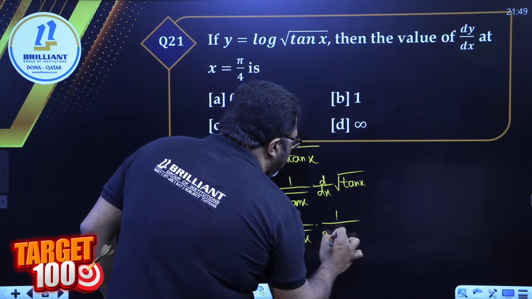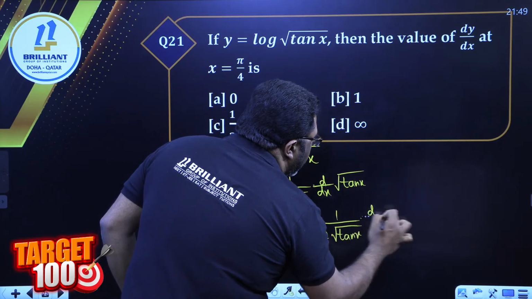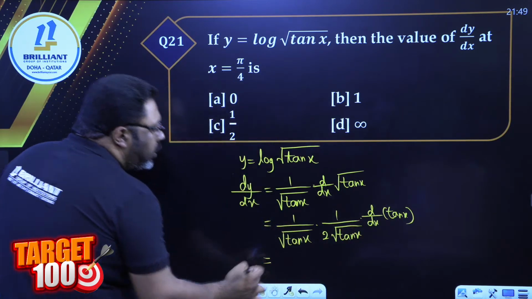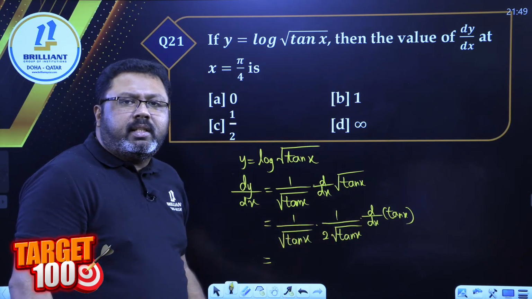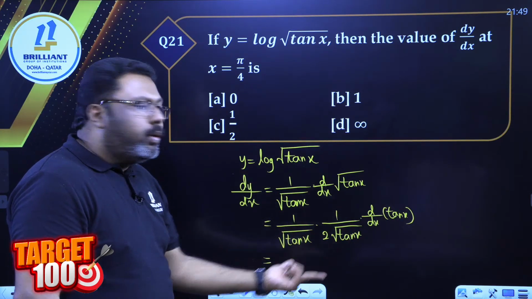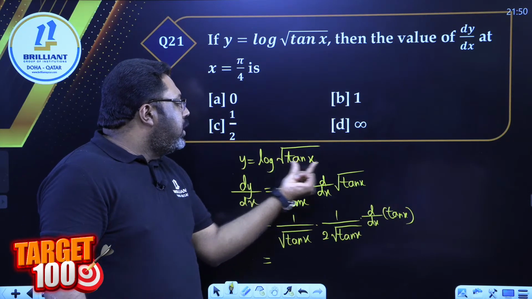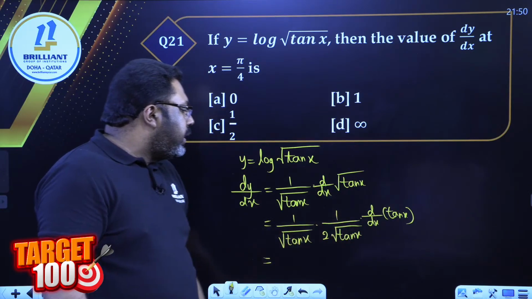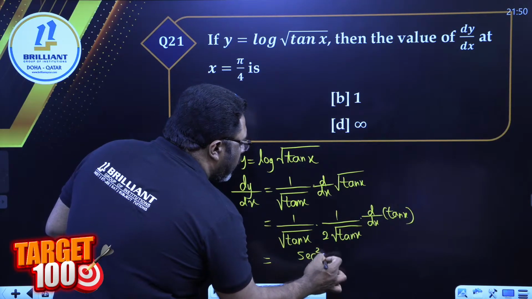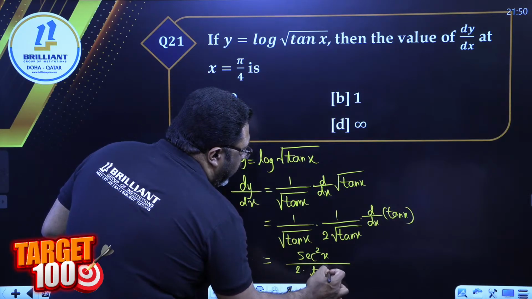1 by 2 root tan x into the derivative of tan x. It's just the chain rule I'm applying here. Those who are very good in this, you can do it in one step. I'm doing all these steps for students who have not yet cleared what's chain rule. First I do the derivative of log function, 1 by x, then the derivative of root function, 1 by 2 root x, and then the derivative of tan function, which is going to be sec squared x. So sec squared x divided by 2 into root tan x.